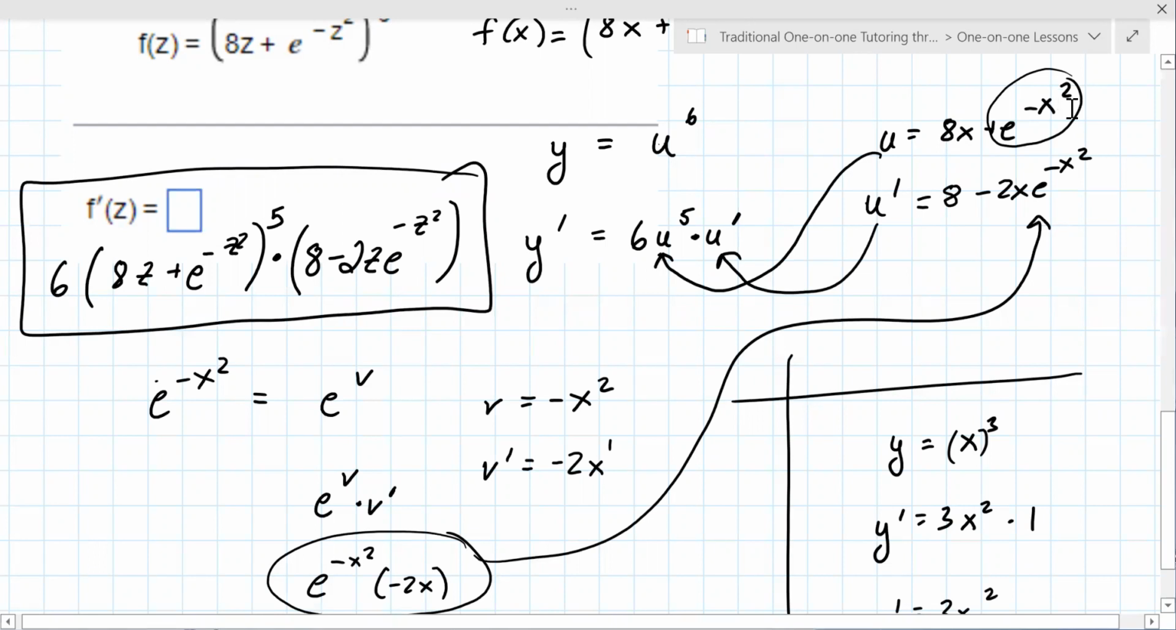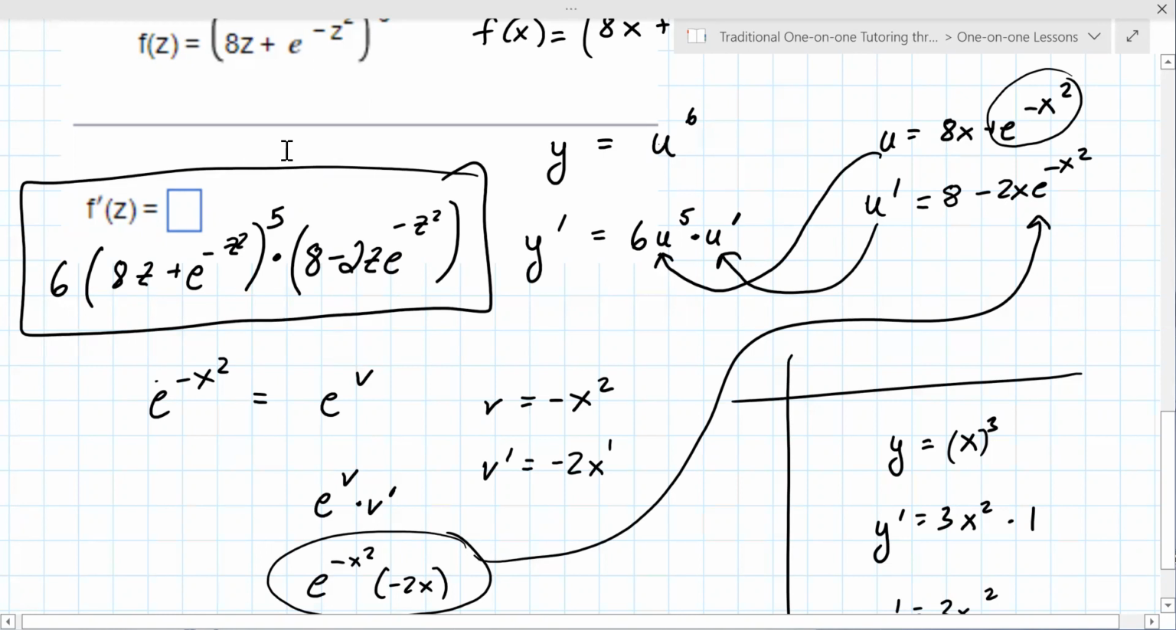Eight minus 2z e to the negative z to the second. If you need to send me a picture or screenshot, or you want to share your screen to confirm that you got it in right, I'm certainly willing to do that, to look at it.